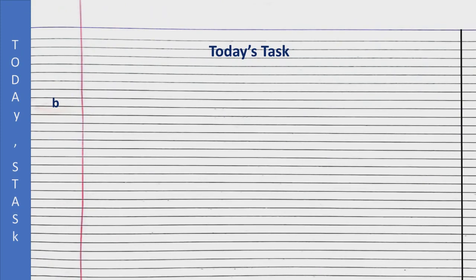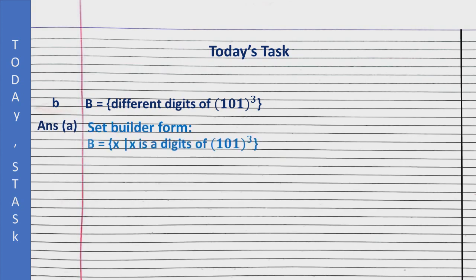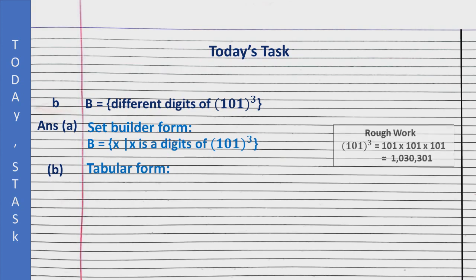Let's start the B part of question number 1. B is equal to different digits of 101 raised to power 3. First of all, write the answer in set builder form. B is equal to x such that x is a digit of 101 raised to power 3. Dear students, before writing this set in tabular form, we have to solve this question.